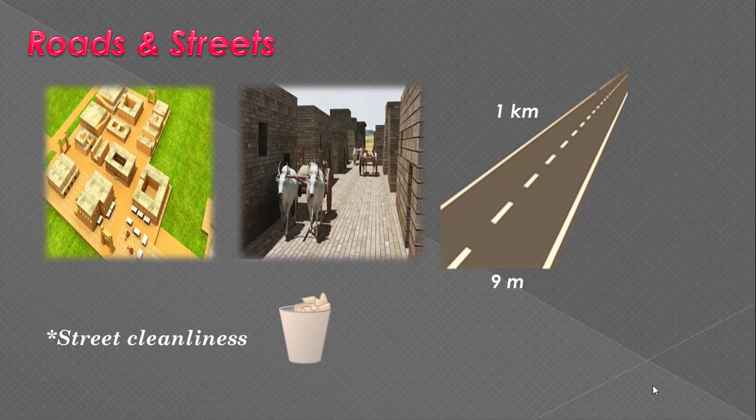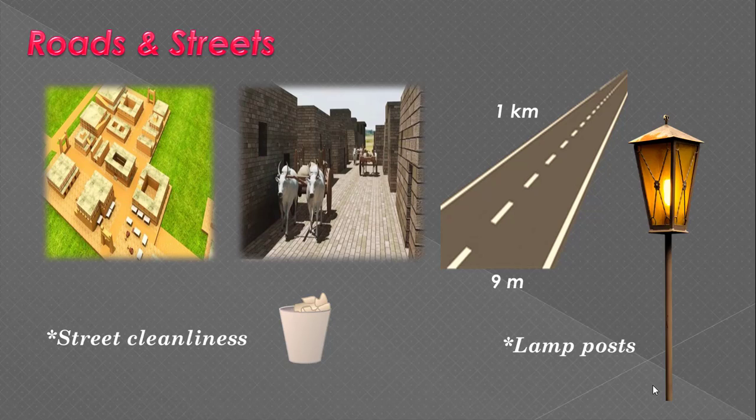Dustbins were also provided on the streets to keep them neat and clean. Archaeologists have also discovered lamp posts which suggest the existence of street lights in the Indus Valley civilization.